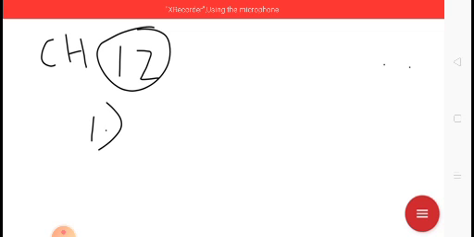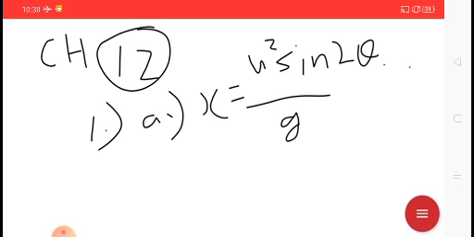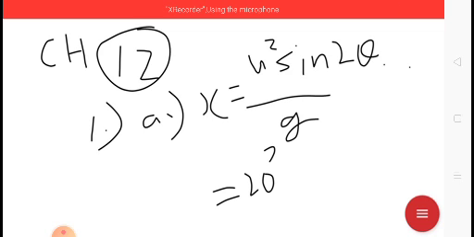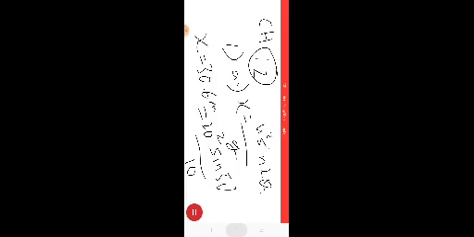So for 1a, you can directly apply the range formula. If you don't want to use this, you want to derive from the beginning, you also can, no issue, right? If you directly apply, the formula will be u squared sine 2 theta over g. So you have 20 squared sine 50 over 10. If you continue to calculate, the range will be equal to 30.6 meters. Okay, for A.